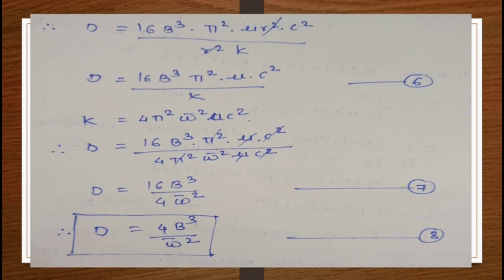It is the 7th equation. So again here, 16 divided by 4, what will be the answer? It is 4. So d is equal to 4 B cube divided by omega bar square. So this is the value of d, the centrifugal distortion constant. So d is equal to 4 B cube divided by omega bar square. So by using this equation we can calculate either the vibrational frequency, the rotational constant, or the distortion constant when any two values are given.